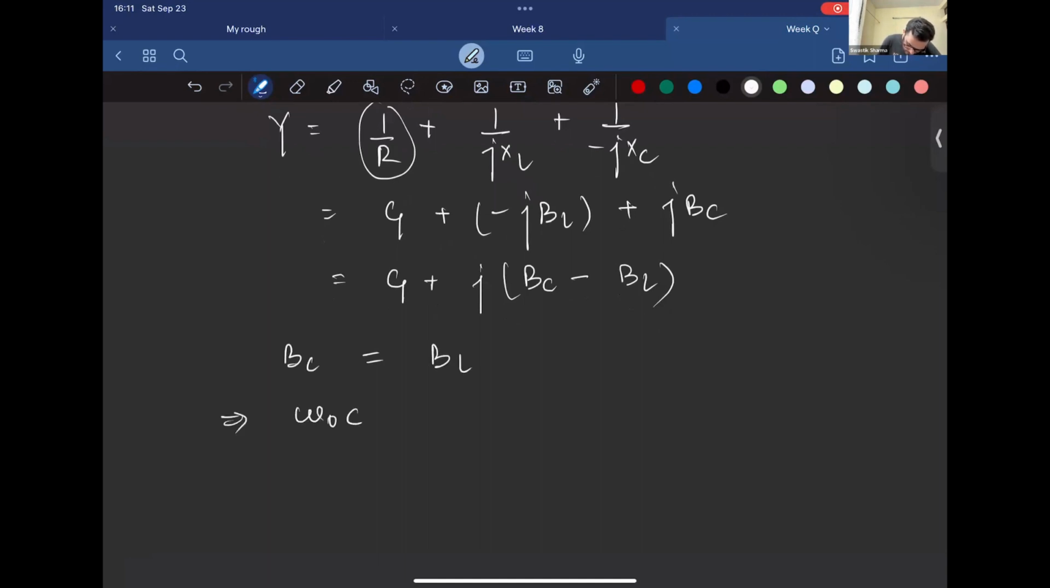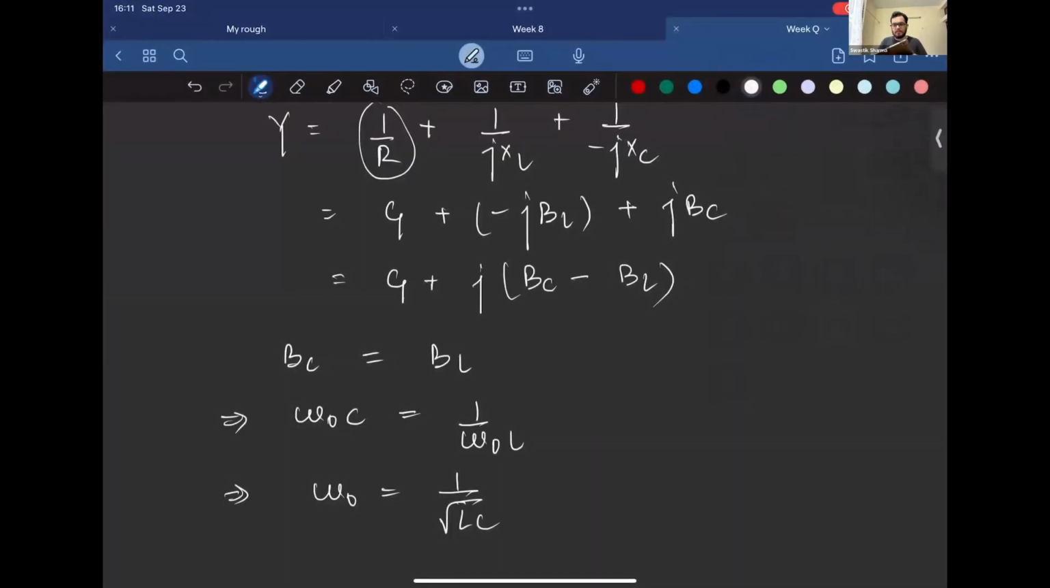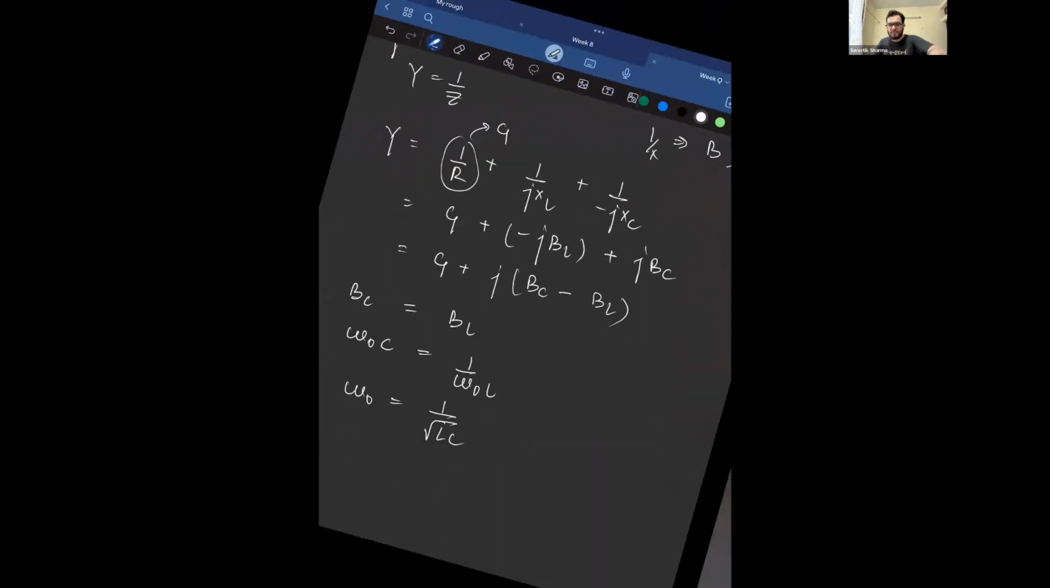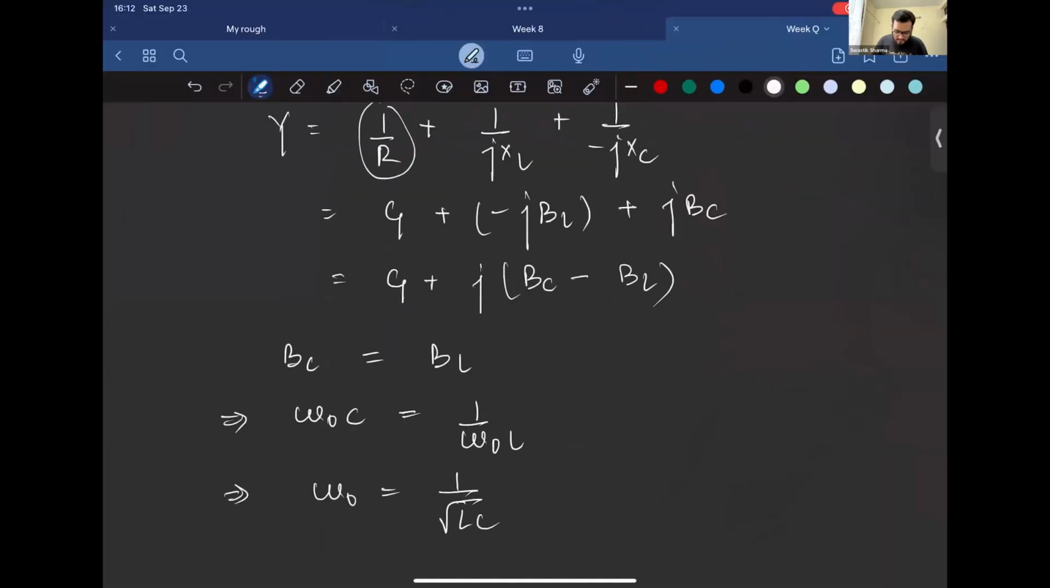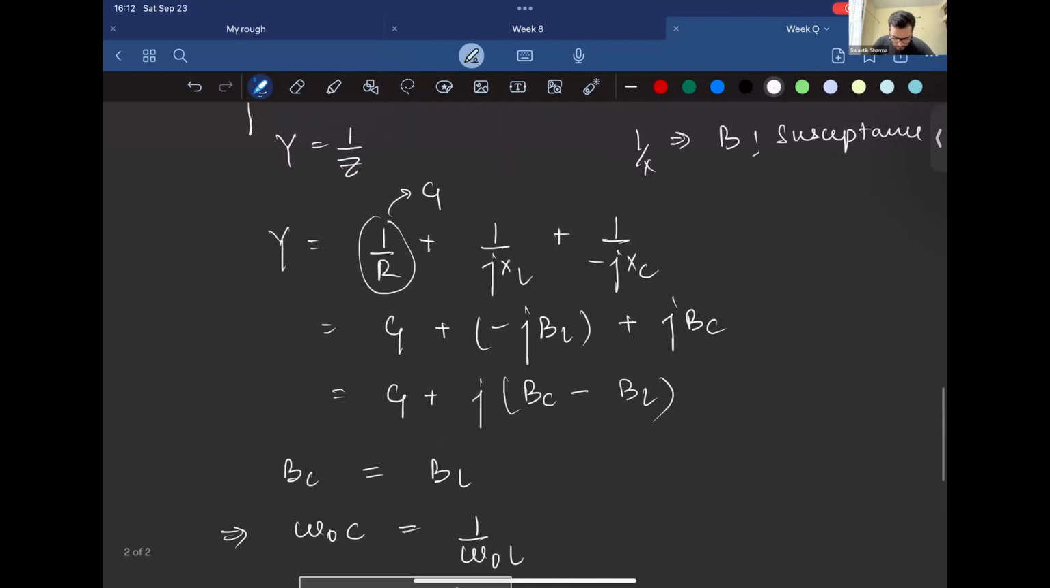Let's write it. This would be omega naught C equals 1 over omega naught L, which comes out to be omega naught equals 1 over root LC, right? So there is no difference between the resonating frequency of a series resonating circuit or a parallel resonating circuit, right? So this is our main finding from this.